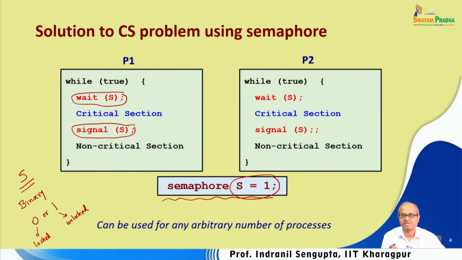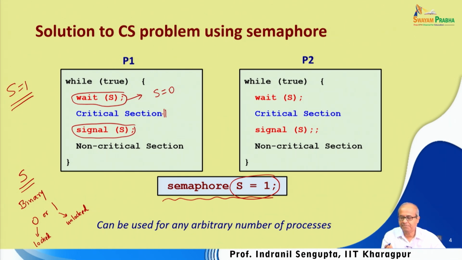Let us see what happens here. Suppose S was initialized to 1. Now, when P1 does a wait S, what will happen? If you look at the definition, it will first check whether S is 0 or negative. No, it is not, S is 1. So, it will decrease S by 1, S will become 0, and it will enter the critical section now.